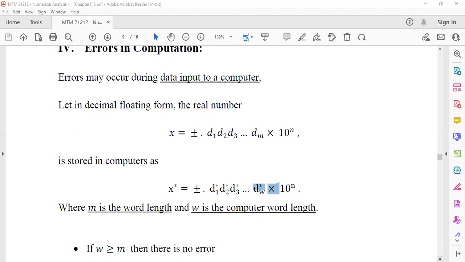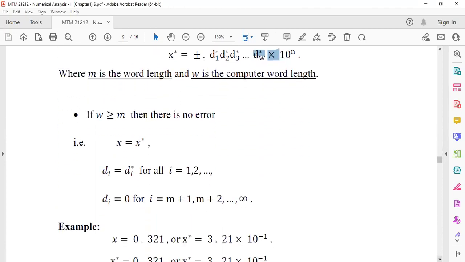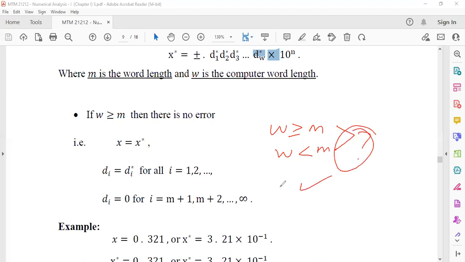Now, there are two situations we can encounter here. One is w greater than or equal to m, and the other is w less than m. In these two situations, how we can calculate our values, that's what we're going to see now.